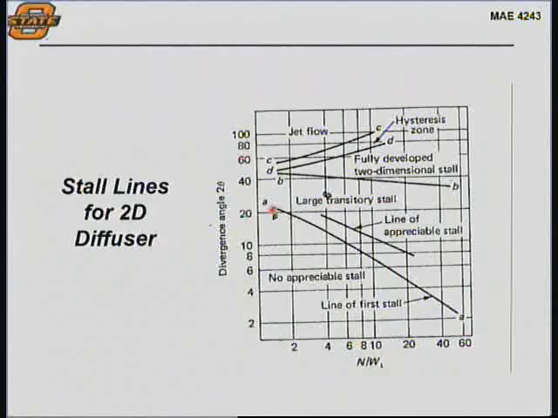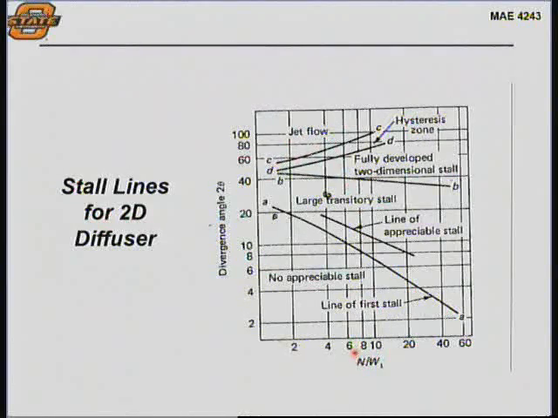This solid line here, A to A, is the line of the very first stall. So if you're at an N over W, or aspect ratio of your diffuser, of 10, and you have an included divergence angle of 20, you're most likely going to be stalling, based on a lot of empirical data. If you're below this line, you've got no appreciable stall, and things are attached and good, so you want to be in this region down here. All these other lines just signify when you enter those other flow regimes. The jet flow, as I mentioned, is way up here.